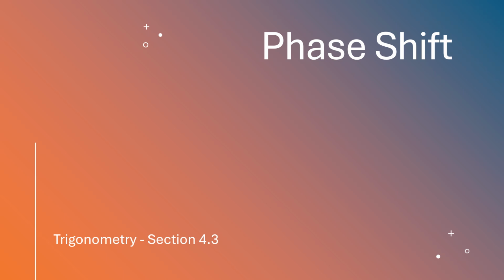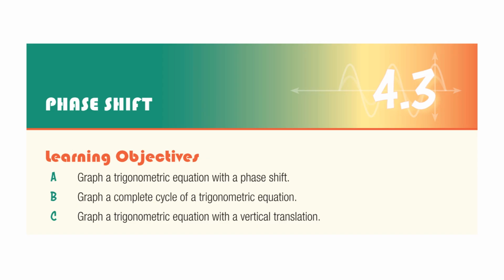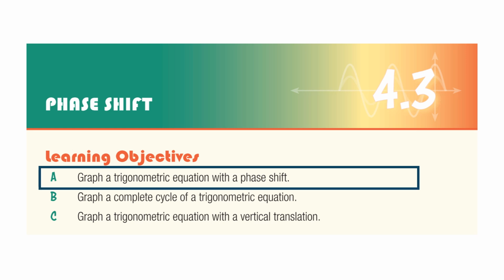Welcome to section 4.3, phase shift. In this section, we have three objectives. The first objective that we will look at states: graph a trigonometric equation with a phase shift.